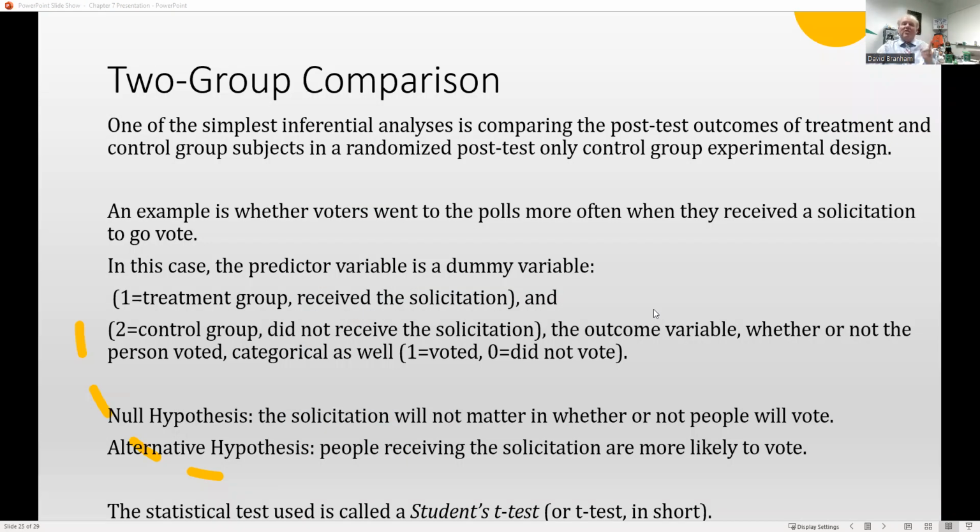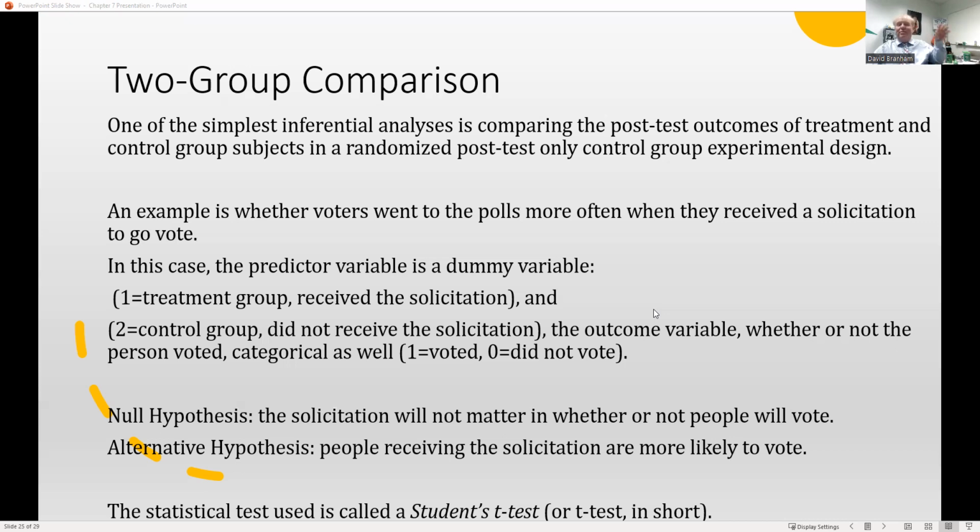Two-group comparison. One of the simplest inferential analyses is comparing the post-test outcomes of treatment and control subjects in a randomized post-test only control group design. I talked about this in part 1, that this was the simplest design. And the example is whether voters went to the polls more often when they received a solicitation to vote. You're going to see this again, so this is something I would pay attention to.